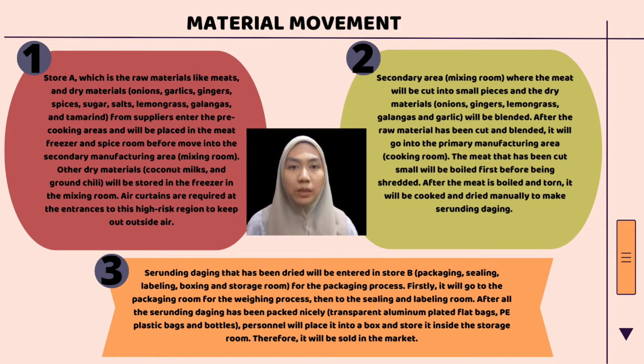After that, the material will move to the secondary area, mixing room, where the meat will be cut into small pieces and the dry materials will be blended. After the raw material has been cut and blended, it will go into the primary manufacturing area, cooking room. The meat that has been cut small will be boiled first before being shredded. After the meat is boiled and shredded, it will be cooked and dried manually to make the serunding daging.